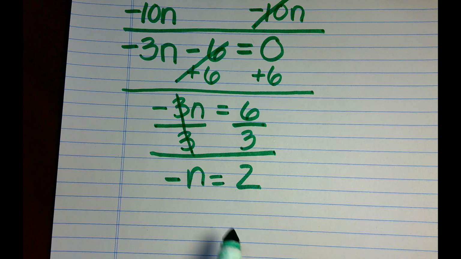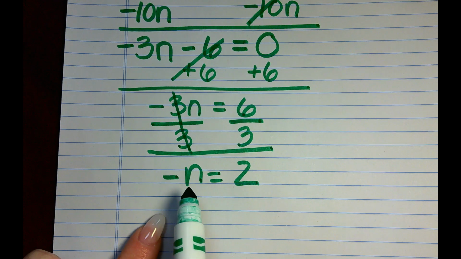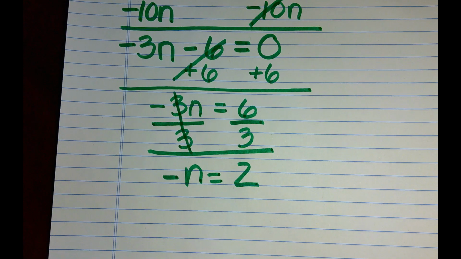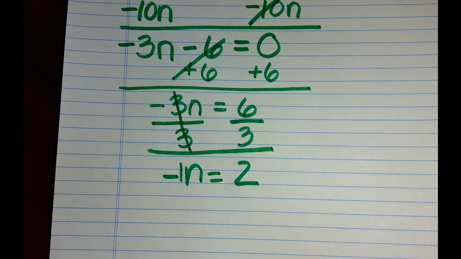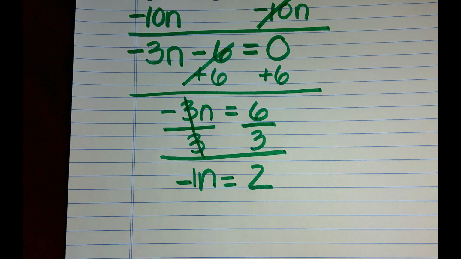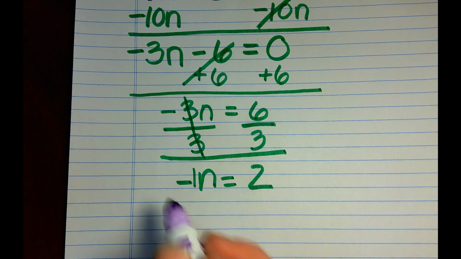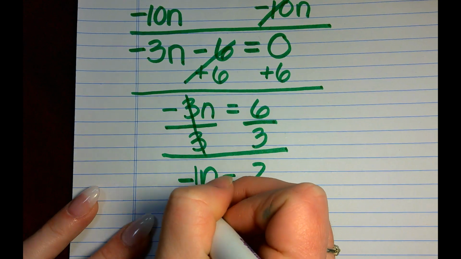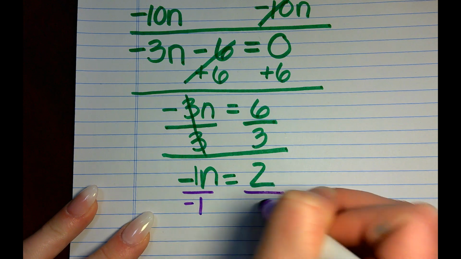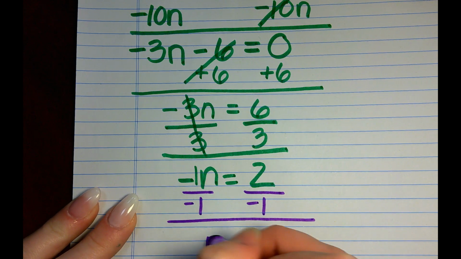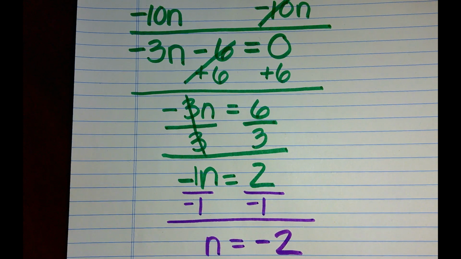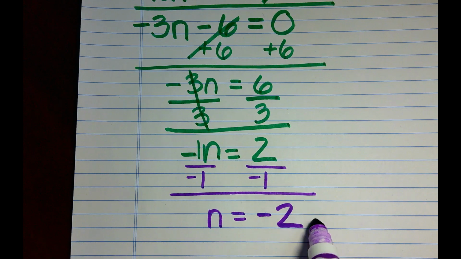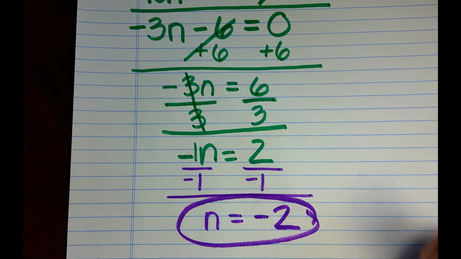So if I end up with negative n equals 2, it's basically like saying negative 1n equals 2. How do I get rid of negative 1? Just take it out to the other side. We're moving it to the other side. Basically, we're kind of dividing by negative 1 on both sides, and it's giving us n equals negative 2. It's giving you extra work, yeah. But if you ever get an answer where you have negative n equals something, just move the negative to the other side.